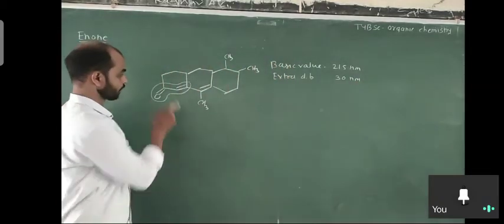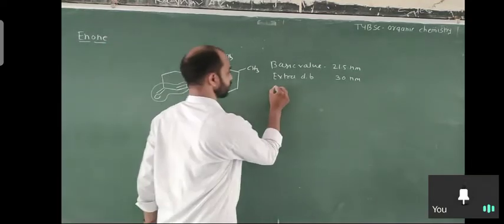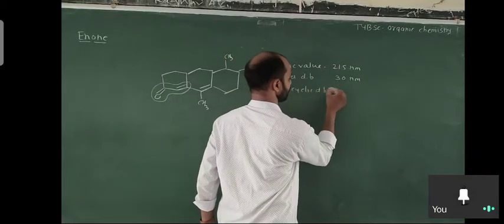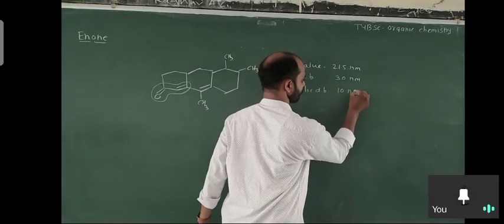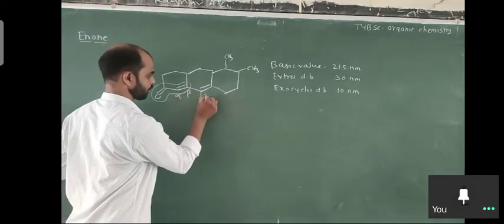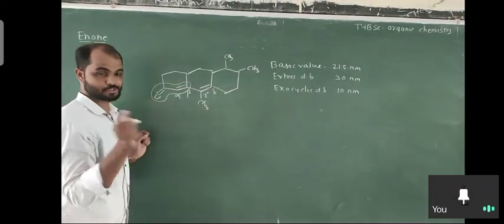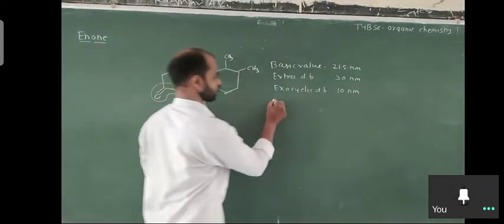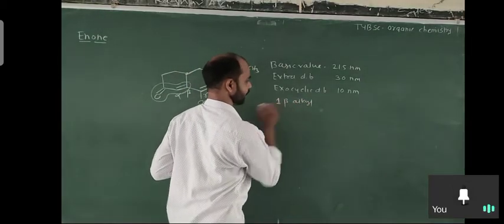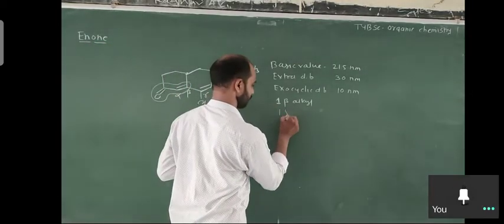See the exocyclic. This bond is exo to this ring. The double bond is exo to this ring. Means exocyclic double bond. For 2 we add total 10 nanometer. Then alpha, beta, gamma and delta. Okay. On alpha there is no substituent. On beta one substituent. So one beta alkyl, one beta alkyl. On gamma there is one gamma alkyl.